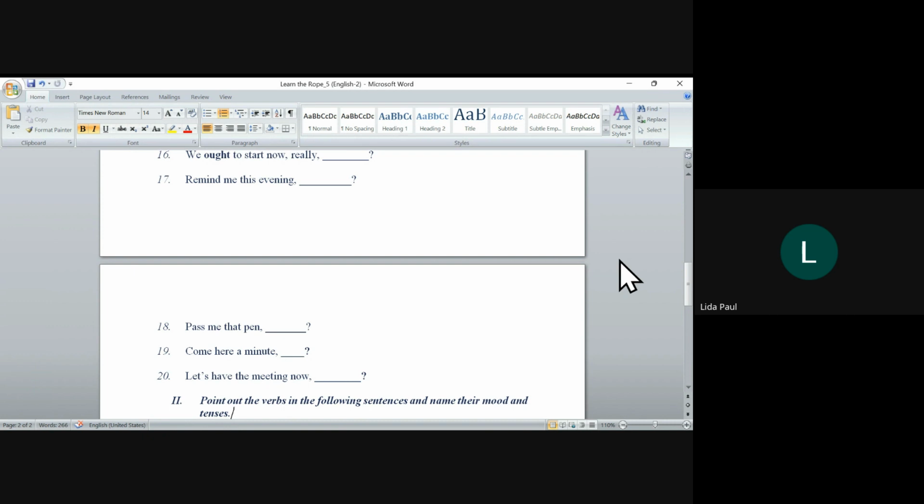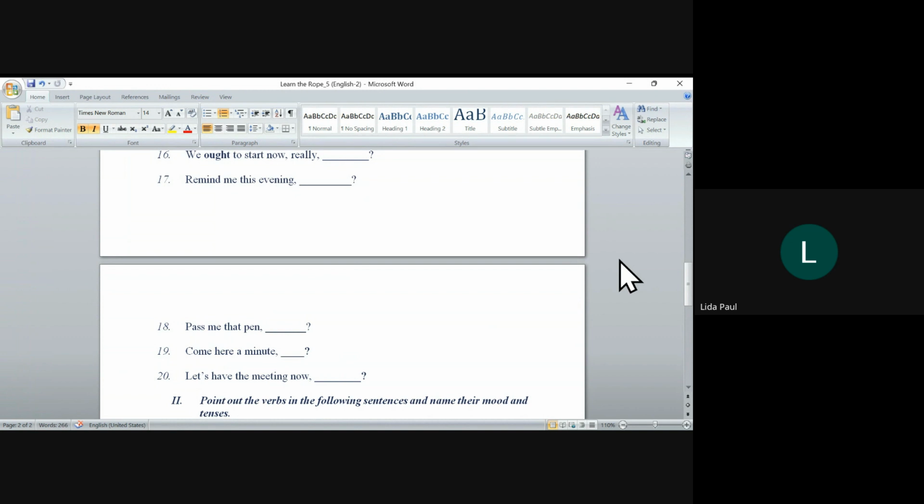20th one, this is the last one. And this is also an imperative, but it's a separate kind of imperative. Okay. "Let's have the meeting now, shall we?" Shall we? Right? Let's have the meeting now, shall we? Right?